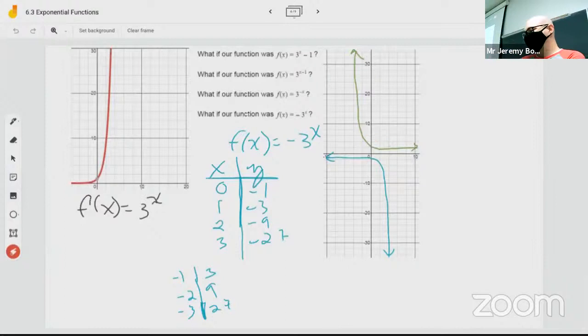There we go. So decay starts up here and it drops quickly and then it slows down. This is exponential growth just flipped. So it's slowly decreasing and then it just decreases rapidly. So it's a little bit different. So this would be exponential decay.